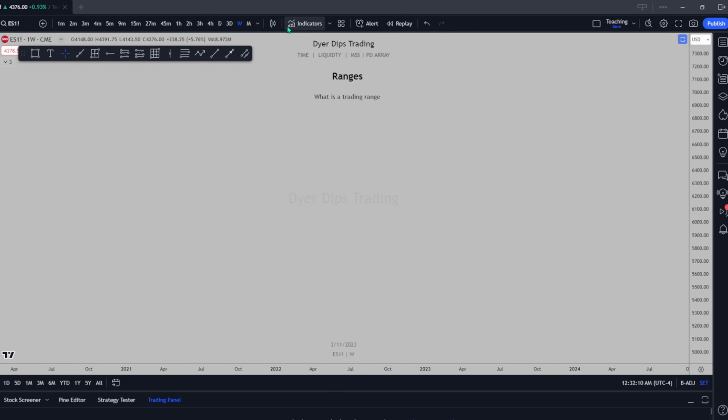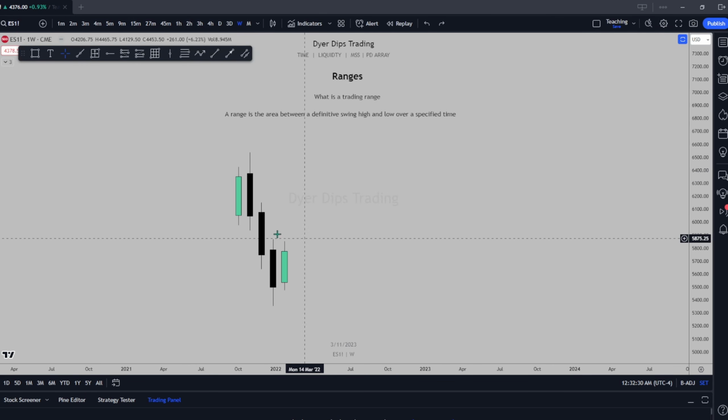Okay, so now let's start off with the most important and fundamental section of this video, which is what a trading range is. By my definition, a trading range is the area between a definitive swing high and swing low over a specified time. And that specified time is going to be the time frame that you are looking at or analyzing on.